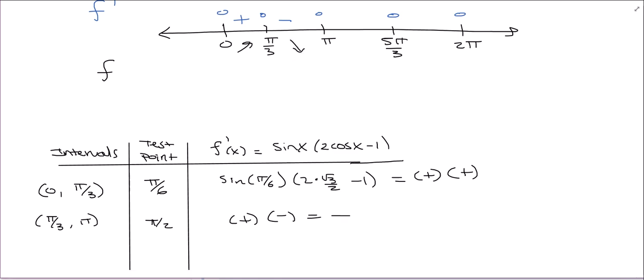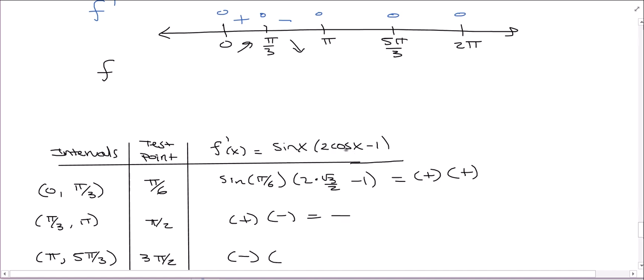And then what about between pi and 5 pi over 3? I'm kind of picturing in my head the unit circle, so 3 pi over 2 is in between those. So now sine of 3 pi over 2, that's negative, and cosine of 3 pi over 2 is 0. So you're going to have a negative times a negative, which is positive. So on that interval, the derivative is positive, which means that my function is increasing.